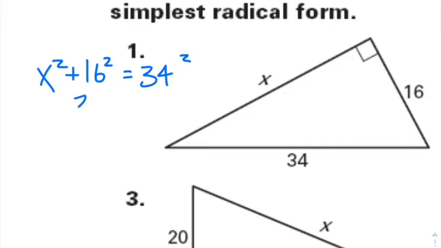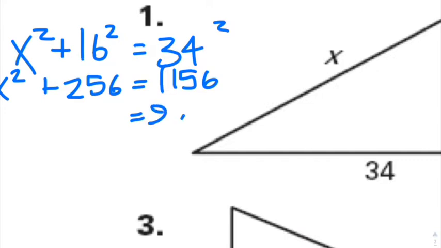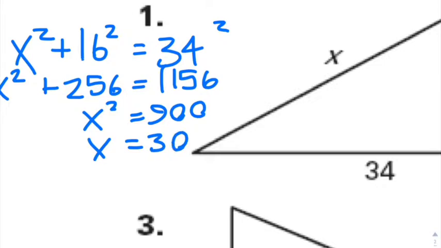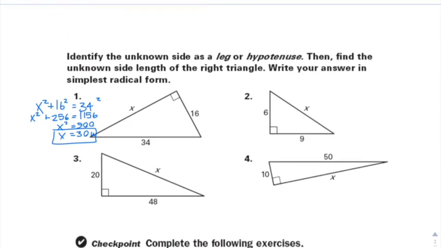16 squared is 256. 34 squared, I'm not really sure what that is. It's 1,156. Alright, so this is a little different here. We're trying to solve for the leg, so you actually have to isolate this x. So we're going to do that by subtracting 256 from both sides there, and that should get us, I think, 900. x squared is 900, and then I think 30 times 30 gets us 900. So x is going to be 30. And then I guess units. Okay, so that one happened to be a Pythagorean triple, or maybe it's a scaled version of a triple.